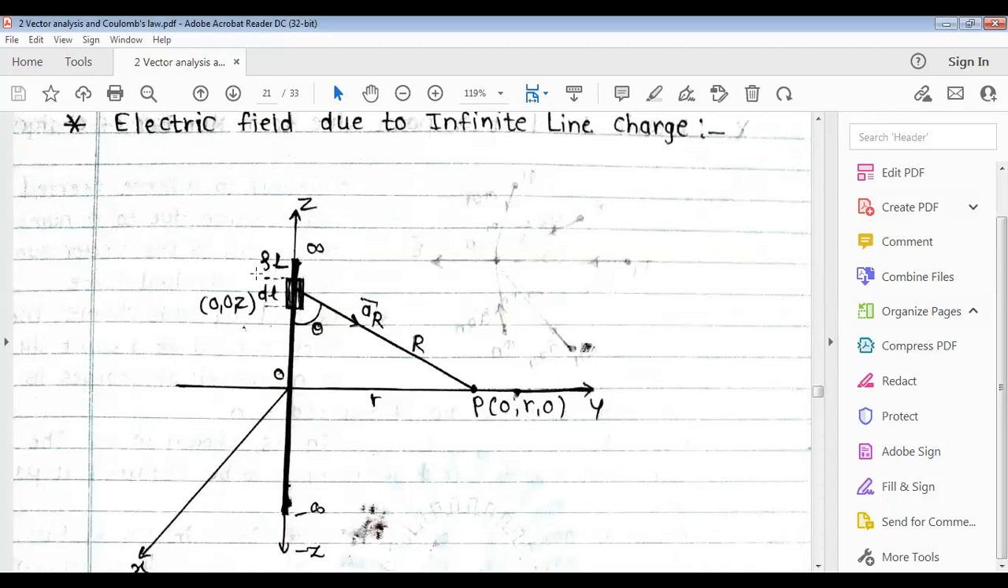The density is rho l. And as this line is placed on the z-axis, we can write dl is equal to dz here. The coordinates for this are 0, 0, z. We want to find the electric field intensity at point P, which is placed on the positive y axis. Therefore, its coordinates are 0, r, 0, because the length from the origin to point P is considered r here.